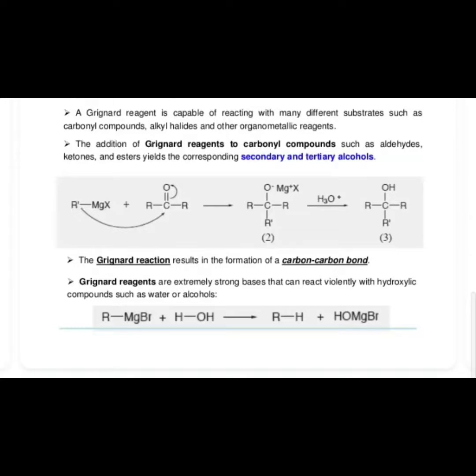Grignard reagents are extremely strong bases. Why is it called a strong base? Because R minus acts as a base here, that can react violently with hydroxylic compounds such as water or alcohol. Why does it act as a strong base? Because R minus will be generated from this, which is attached to an electron-deficient, or electropositive, atom. So R will capture the hydrogen, forming RH, and the remaining species will be Mg(OH)Br or HO-MgBr, which is the side product.